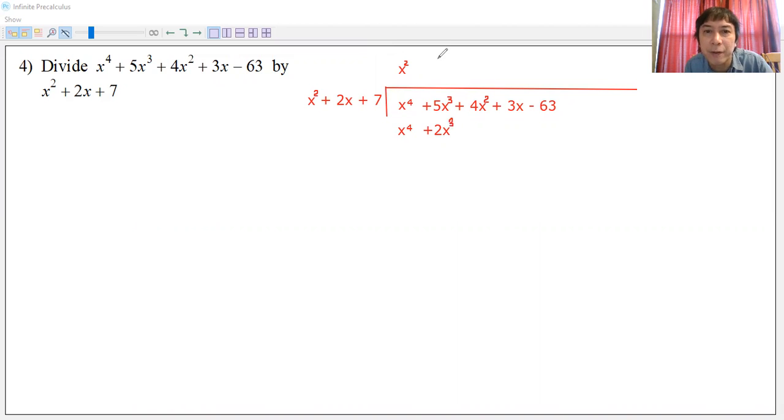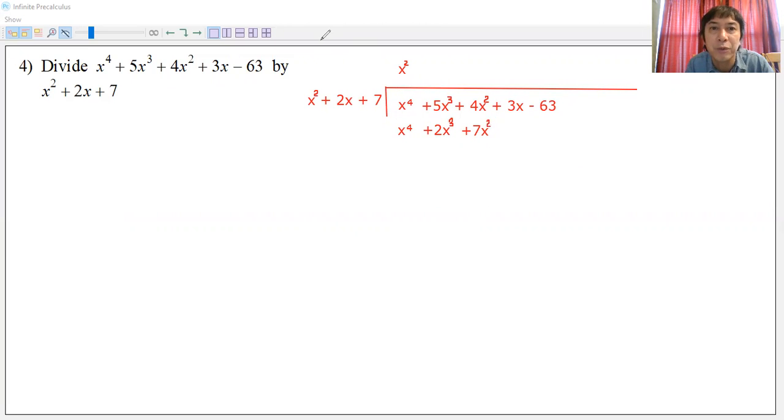Next, we have 7 and the x squared. That will be just 7x squared positive. So it will be over here. That will be plus 7x squared. So again, we have to write that exponent 2. That will be over here.